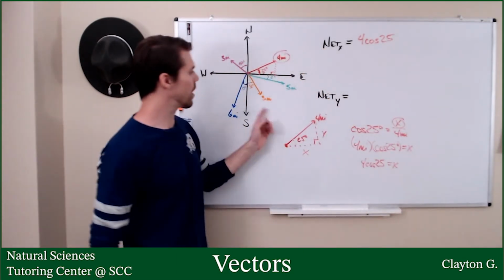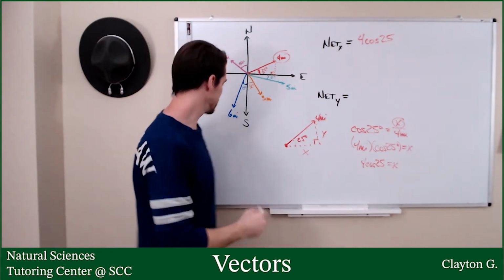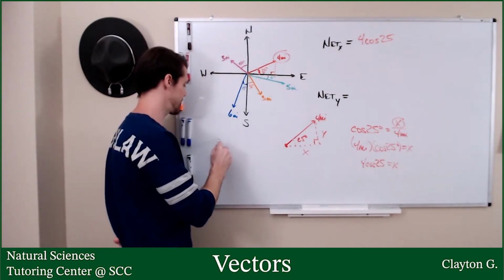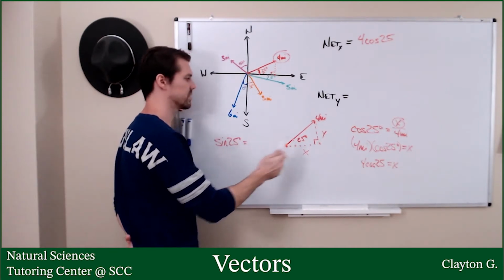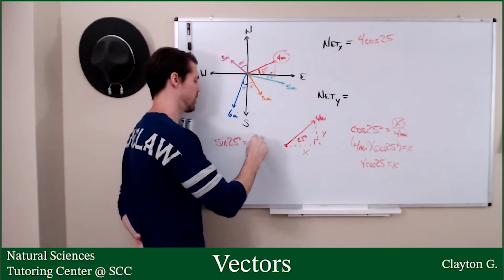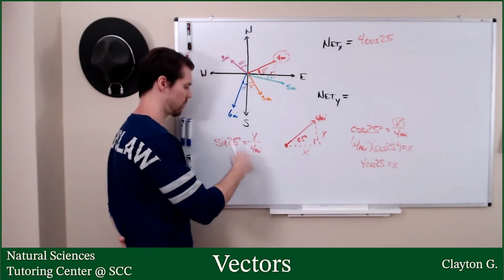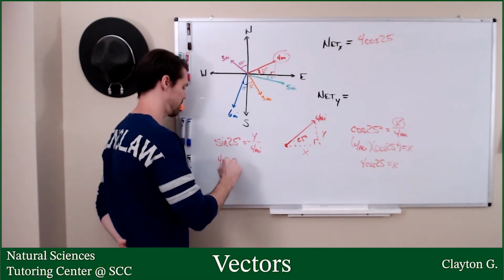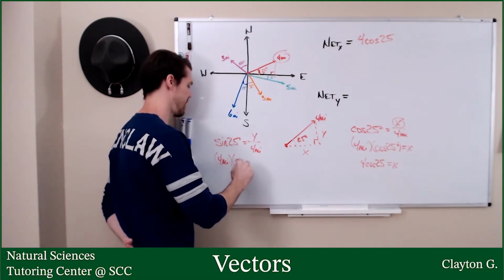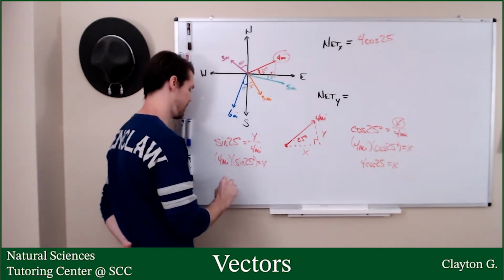Now we're going to get our y portion of this vector. All right, so let's do that over here. I know that sine of 25 degrees equals opposite over hypotenuse, y over 4 miles. Once again, we're going to solve for y. So 4 miles times the sine of 25 degrees equals y.